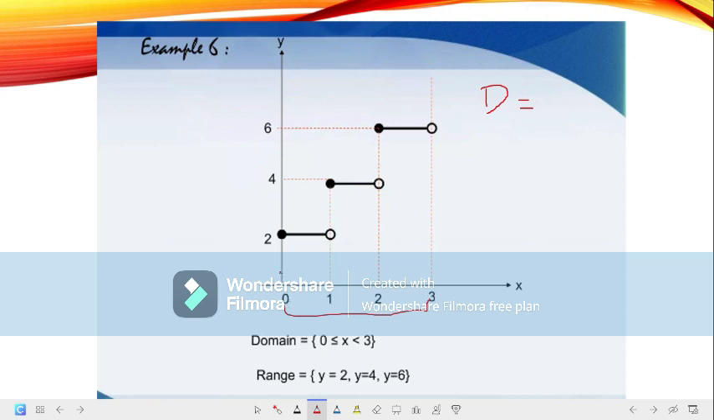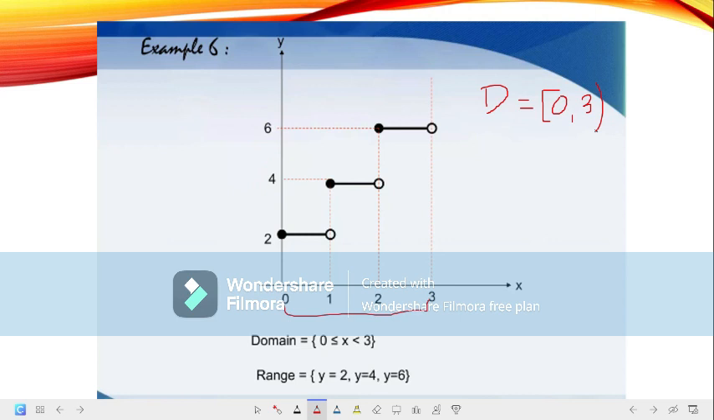What have you noticed with 0? Is 0 included in the domain? In our domain, 0 is included because this is a hollow and this is a solid dot or solid circle. So we will be using the open square bracket. So you have 0. Then it ends at 3, but 3 is excluded. It's not part of the solution set. Therefore, we're going to use the close parenthesis.